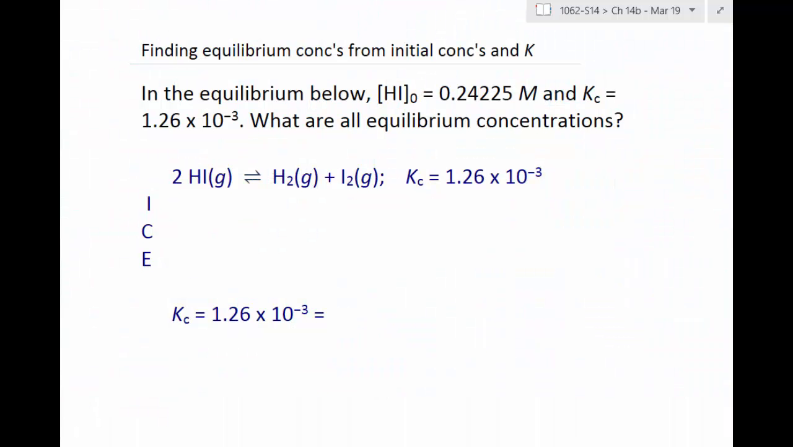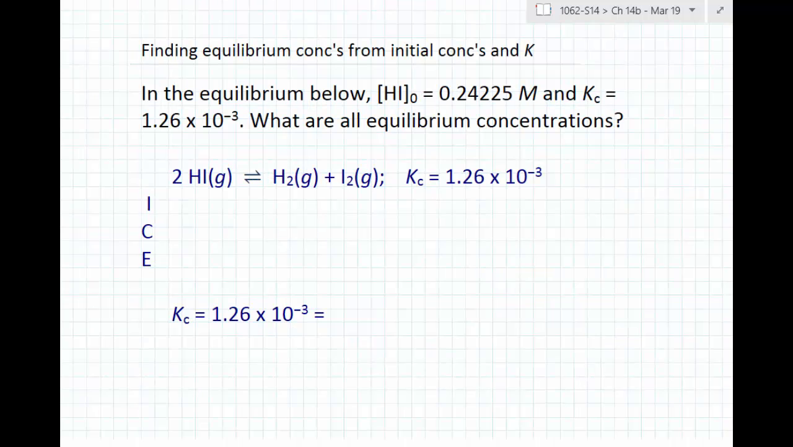We're going to talk more about that later, but let's get back to our friend the ice table. In the equilibrium below, I have 2HI becoming H2 and I2 at equilibrium.